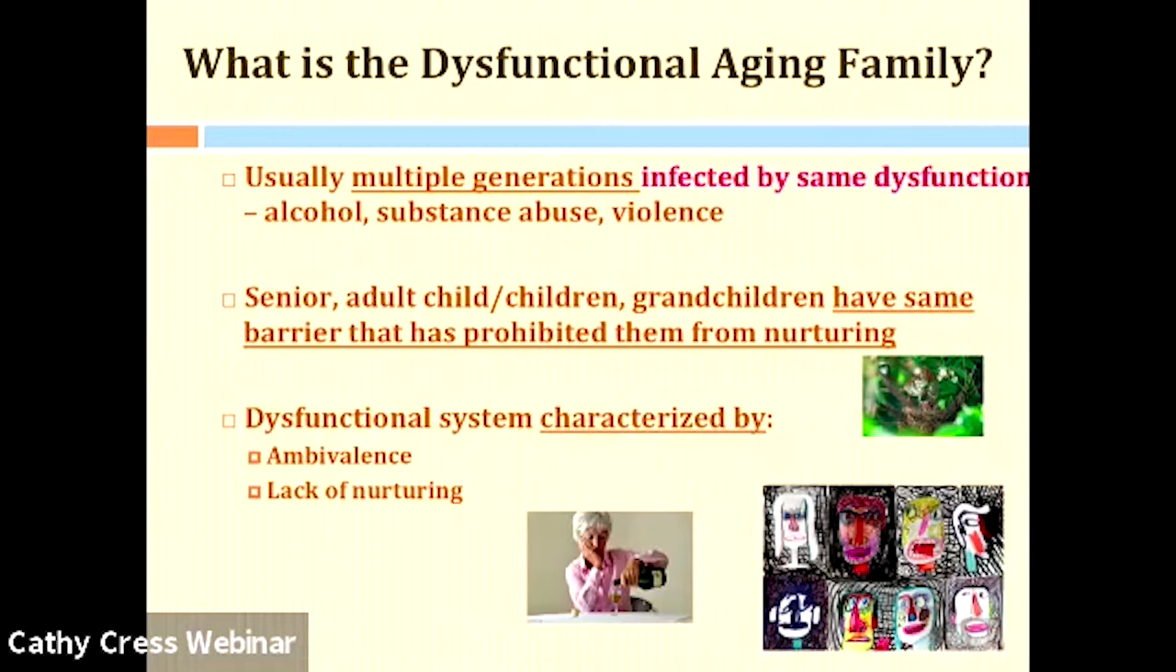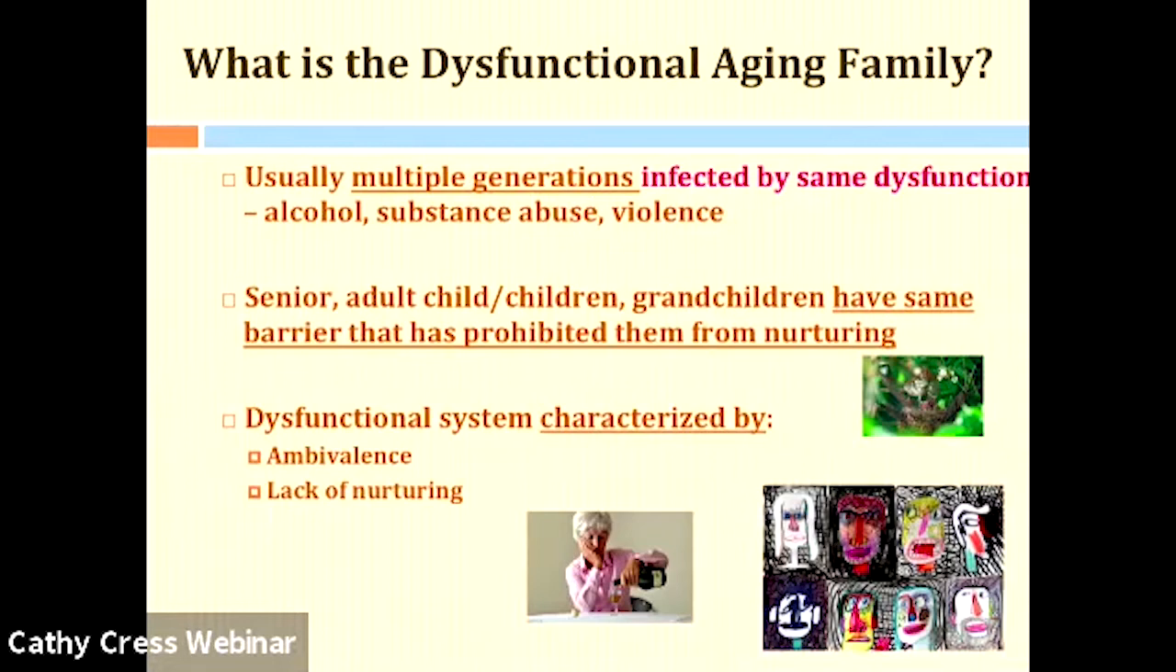And the dysfunctional aging family is really characterized by ambivalence. And what's the ambivalence? They love and they hate their family. I worked for many years for the Division of Youth and Family Services and worked with foster children. No matter what the parents did, those kids wanted to go back to them. So there's always a draw to your parent. You love them and you hate them. And that's really true in the aging family. And then a lack of nurturing. And we will come back to that over and over again.